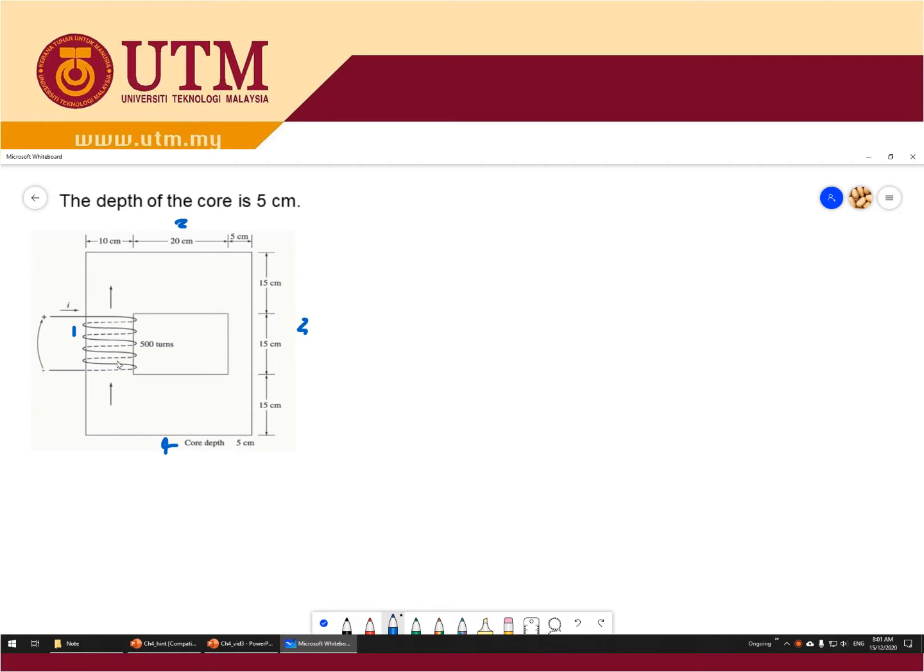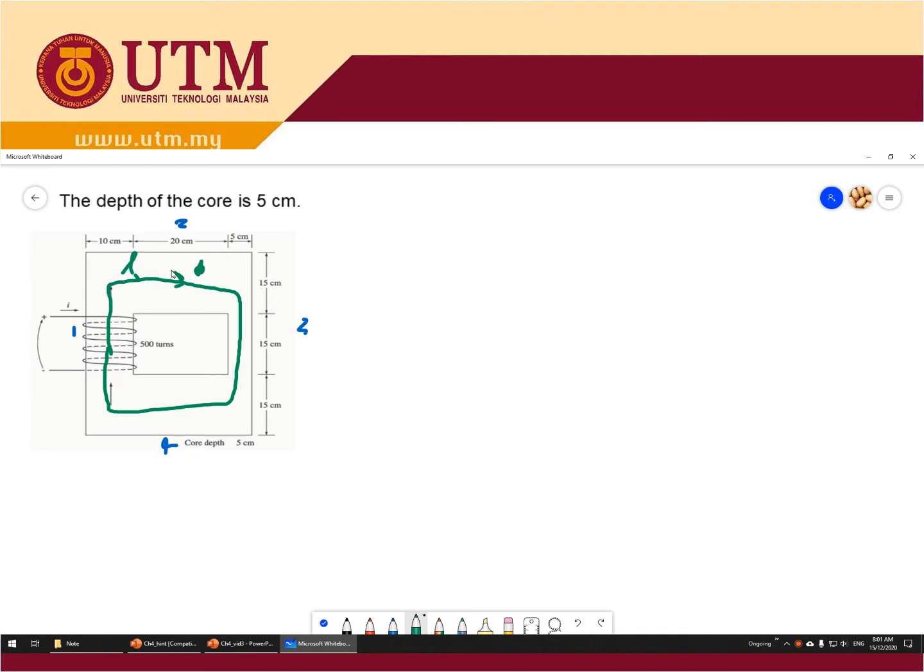Remember when you do this winding, the flux flows like this. Remember the right hand grip rule, so make sure you know the direction of the flux. When you know the direction of the flux, you can know the L. The length is parallel to the flux. Make sure you know that.